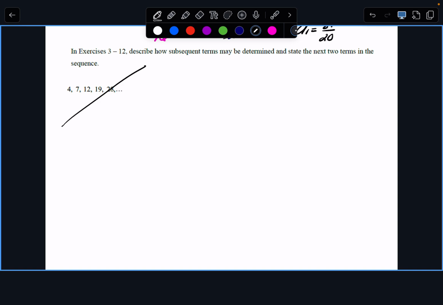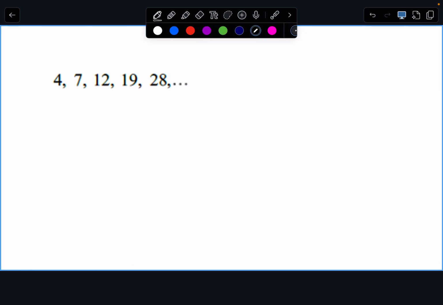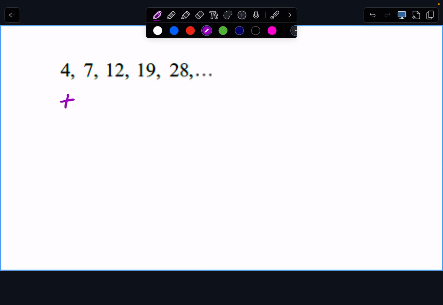Skip that. Well, let's actually look at this one because I don't think it's arithmetic or geometric. Like, what are you adding? 3. Then you're adding 5. Then you're adding 7. Arithmetic continues. It's like almost arithmetic, but it's not. Arithmetic by definition is adding the exact same number.